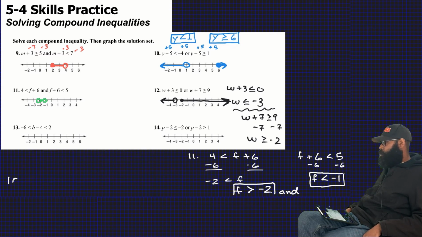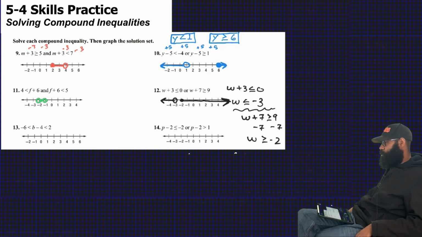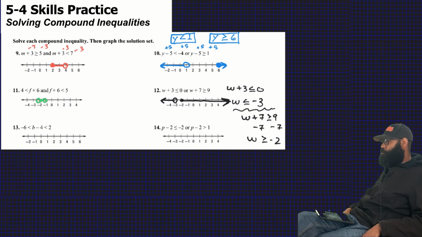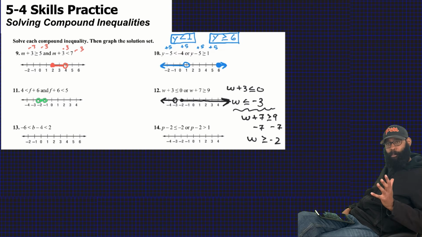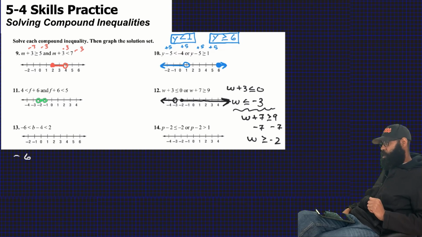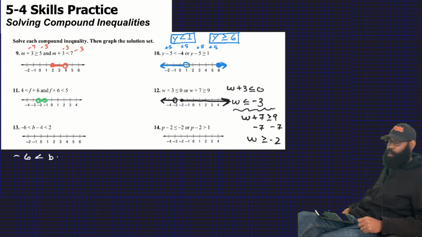And I think I need some room, and we definitely want to take care of 13 and 14. Number 13, though, has me trying to figure out, I don't see the word and, I don't see the word or. So watch how I handle this one. This is something I picked up teaching.